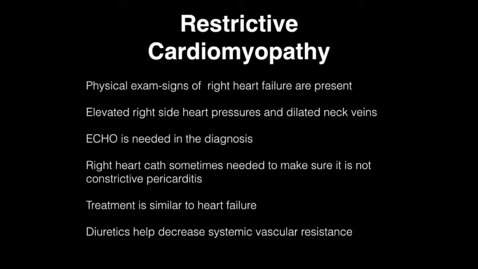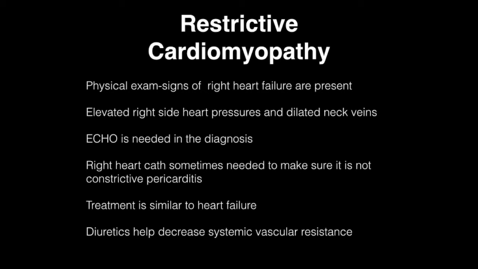With this type of cardiomyopathy, you're going to see right heart failure symptoms present, dilated neck veins, and sometimes you'll have to perform a right heart catheterization to make sure there's no evidence of constrictive pericarditis. These diagnoses are oftentimes difficult to separate. As with all the cardiomyopathies, as I said before, echo is needed to establish the diagnosis, and treatment is similar to that in heart failure. However, because there's no systolic dysfunction, we're going to add diuretics to help decrease systemic vascular resistance.